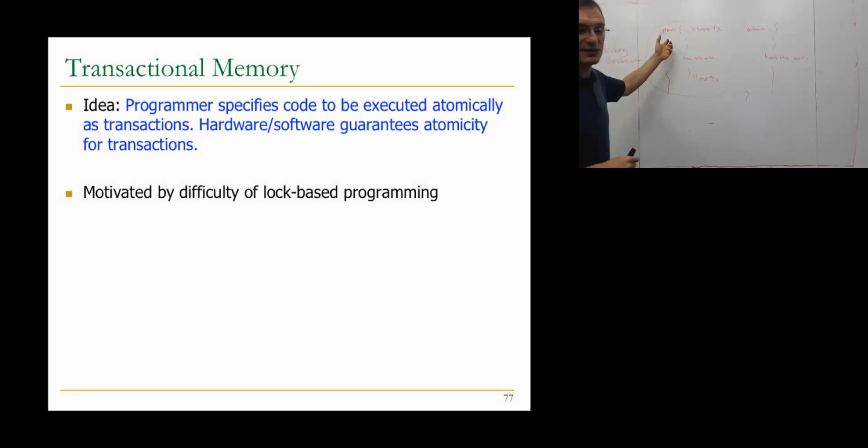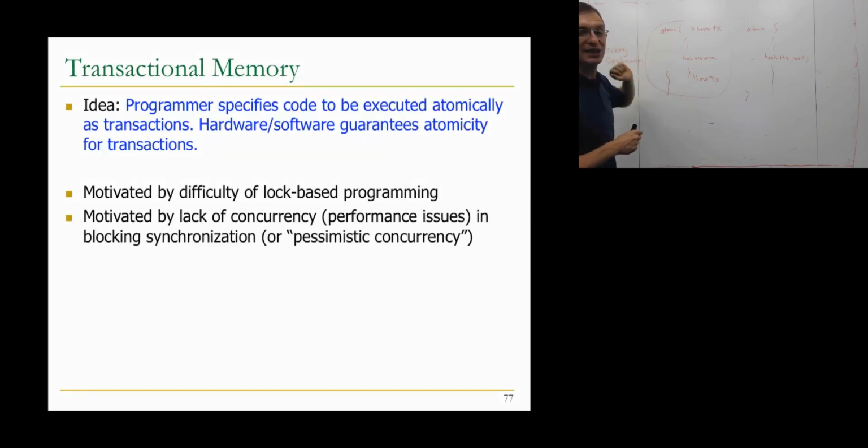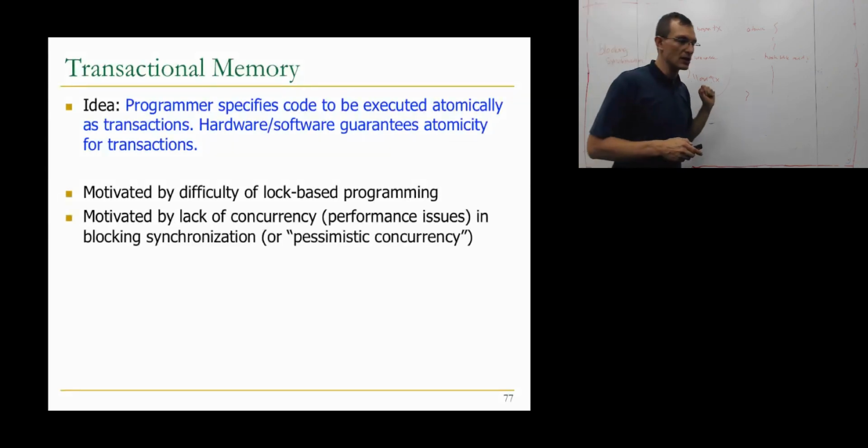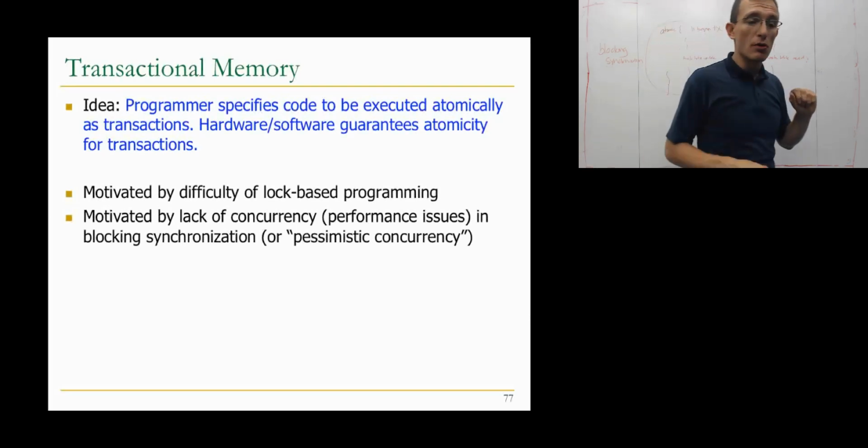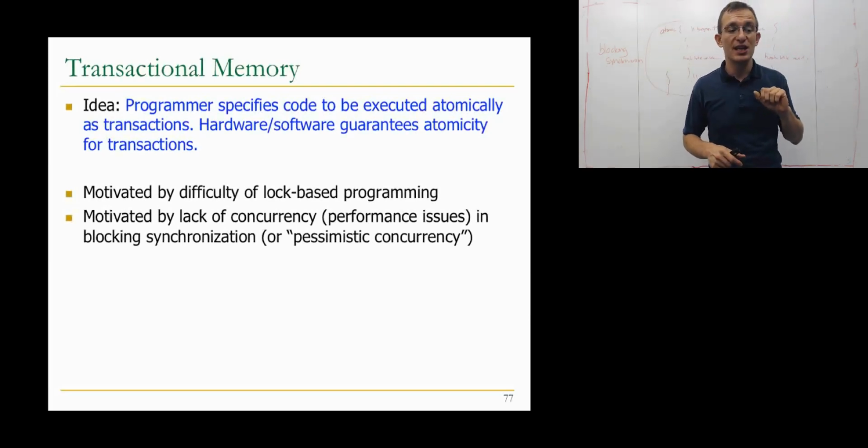Transactional memory kind of gives that illusion to the programmer, right? Basically, you can have a large atomic block, and the underlying hardware or software determines which atomic blocks can be executed concurrently without violating atomicity. That's the idea. Transactional memory is also motivated by the lack of concurrency in blocking synchronization.